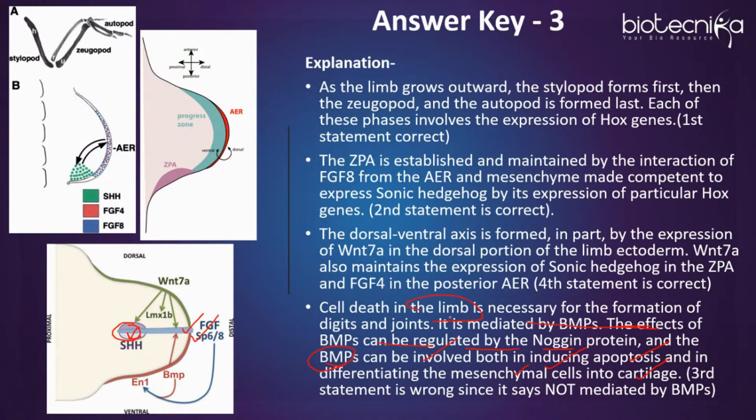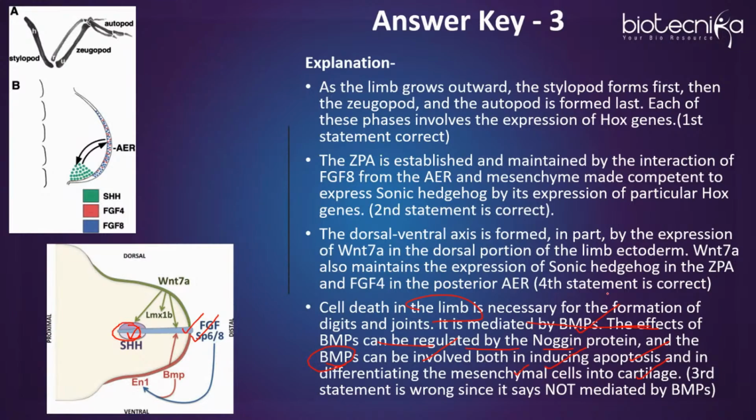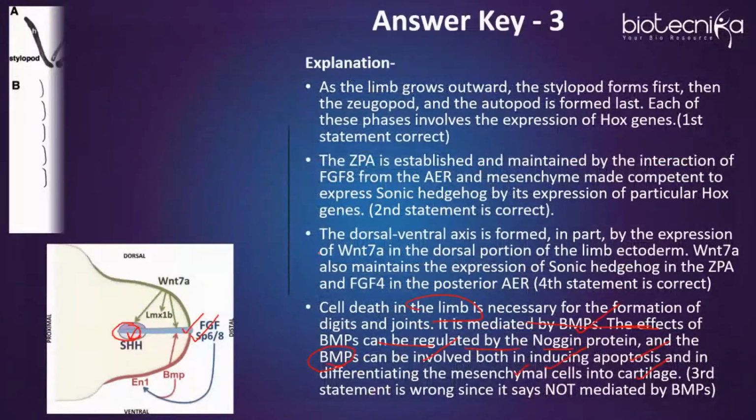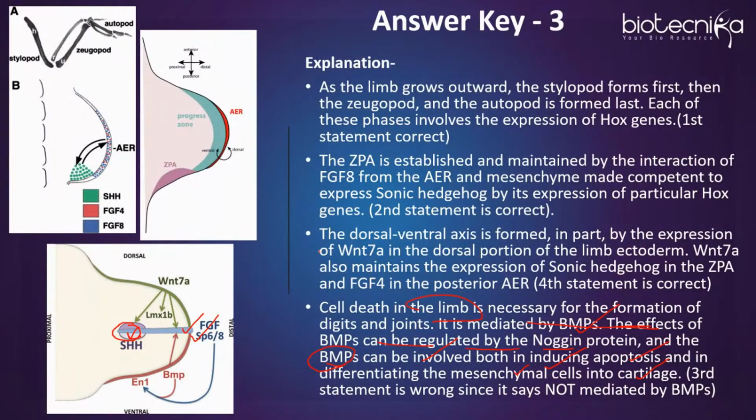How are those cells gone? They are gone by apoptosis, killing of the cells in these areas where they are not necessary, and that is mediated by BMPs. That in turn is regulated by noggin protein. So here it is saying that although cell death in the limb is necessary for formation of joints, it is never mediated by BMP. So this is not correct, since BMP is responsible. Okay, so the answer is 3. 3 is the wrong answer.